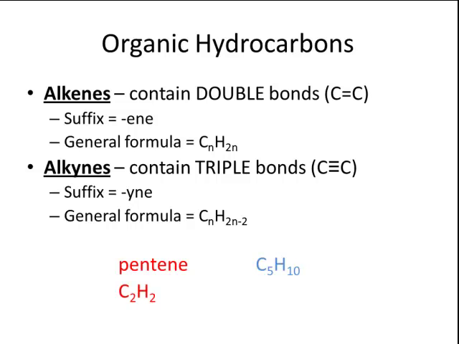If I have the chemical formula C2H2, because there are 2 carbons, I know that the prefix will be eth-, and now I need to compare my hydrogen number to my carbon number. So if I double the number of carbons, I should have 4 hydrogens, but I have 2 less than 4. So this is an alkyne, and will end with the suffix -yne. So the chemical name of C2H2 is called ethyne.